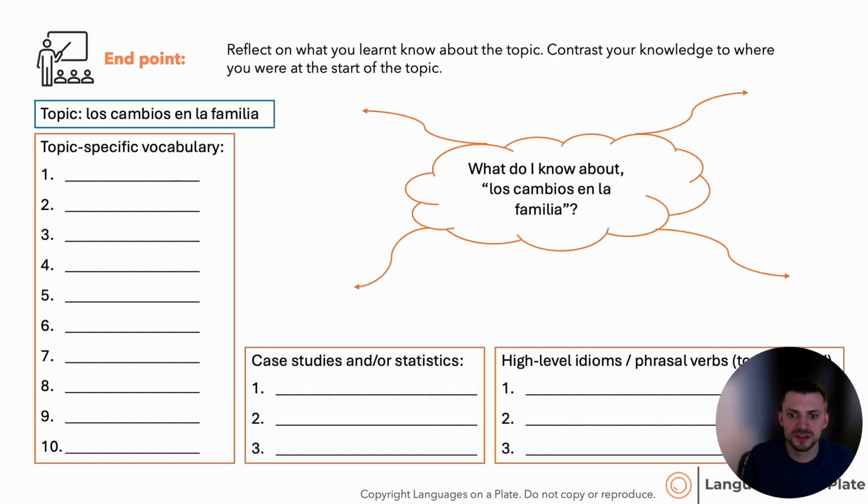And then we reach the mind map again. I find it quite useful to go through this mind map again at the board with them. Hopefully you have a digital board so you can do the before and after comparison with them. But again, they can be independent for what they think their top topic-specific vocabulary is, any statistics, any case studies they know, any idioms or phrasal verbs they know.